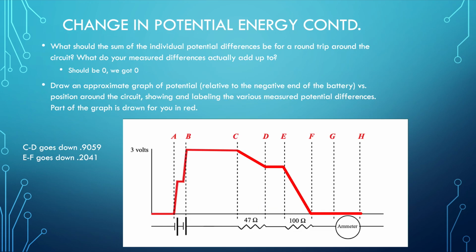Next, we made a little graph of the electric potential relative to the negative end of the battery. You'll notice from D to E and from F to H, there's no change in electric potential. And then from C to D, it goes down 0.9059, and from E to F, it goes down 0.2041.